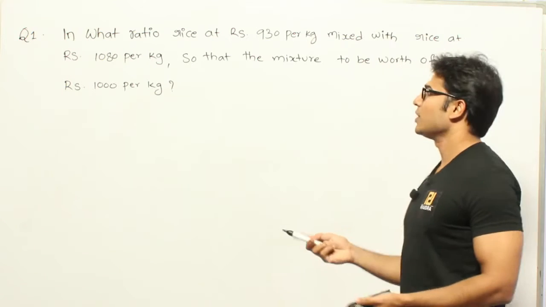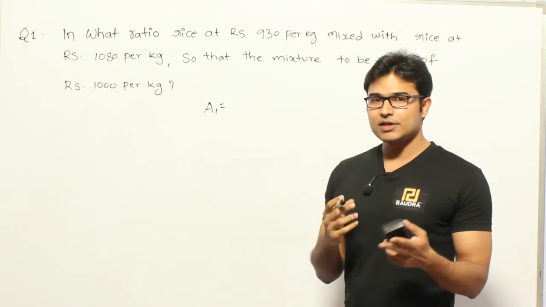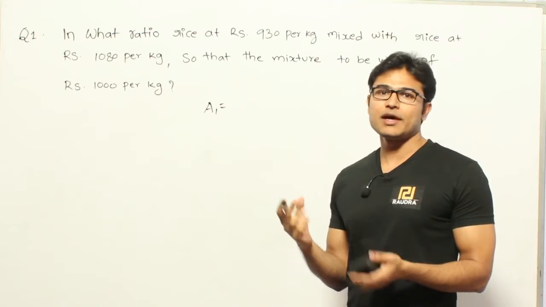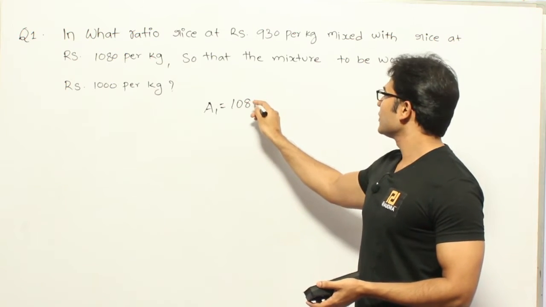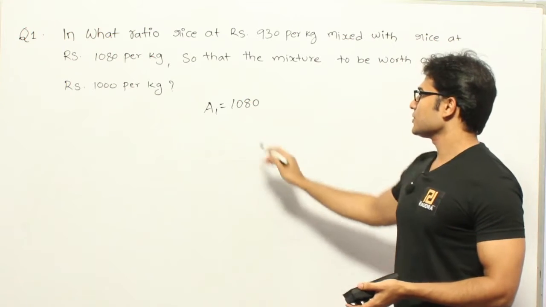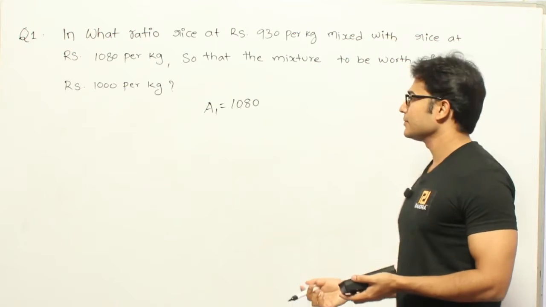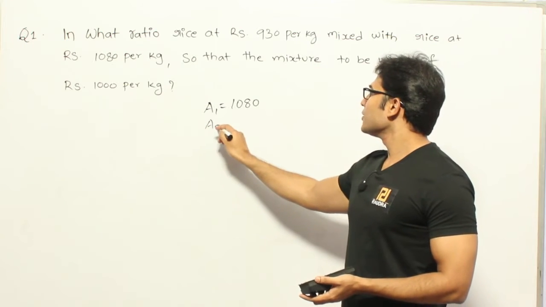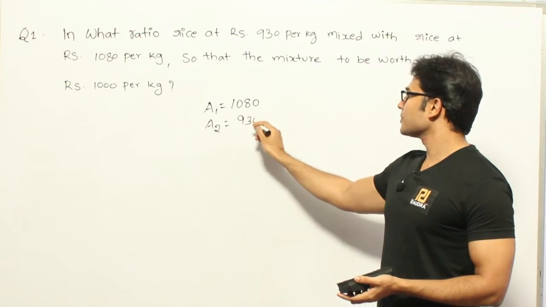of the mixture. So let's say A1. Generally our convention is that we take A1 to be the mixture with the higher average. So let us say A1 is rice with average cost 1080. Average cost is nothing but the cost per kg. And let us assume that A2 is the rice with average cost 930 rupees per kg.